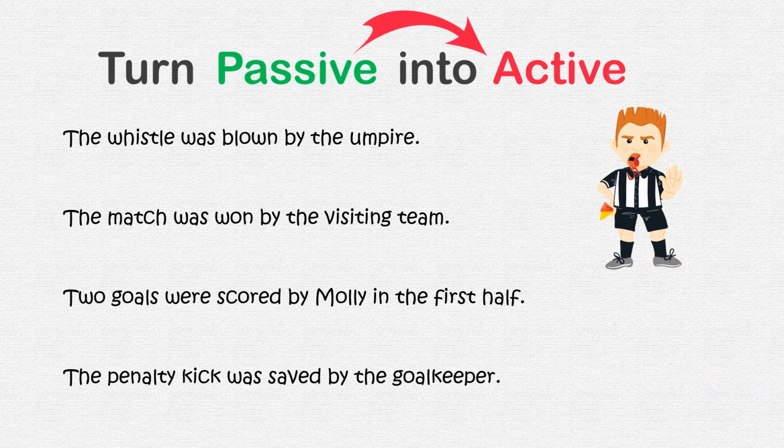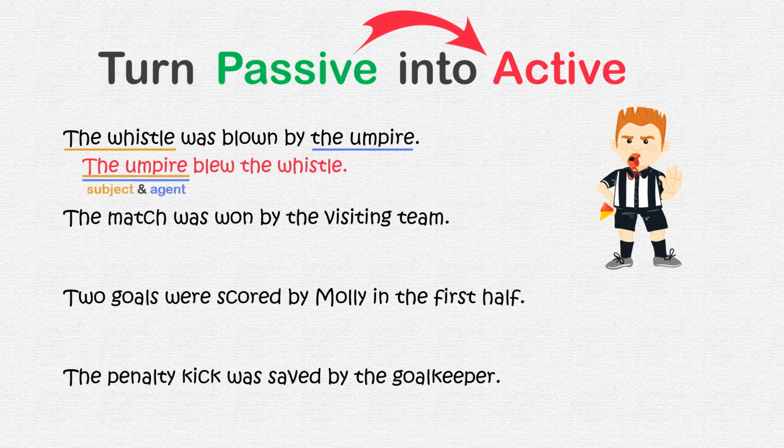The first. The umpire blew the whistle. In the passive sentence, the subject is the whistle and the agent is the umpire. Now here in our active sentence, the subject and the agent are the same, the umpire.